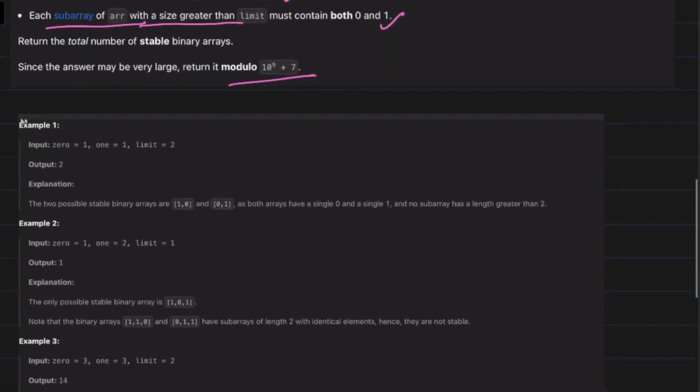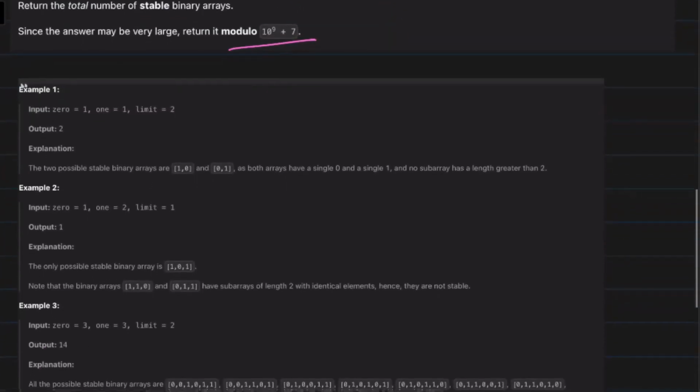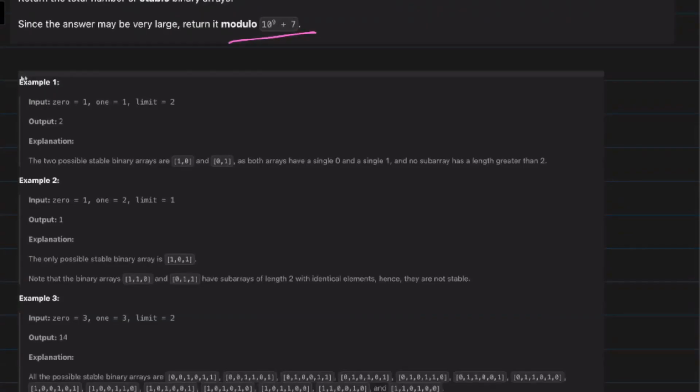So let's take a look at some examples. In the first example, we have zero equal to 1, one equal to 1, and limit equal to 2. So for this, we have only two possible arrays: this one and this one, 0 1 and 1 0. Both array lengths do not exceed the limit, so these are the two answers. So here we have output as 2.